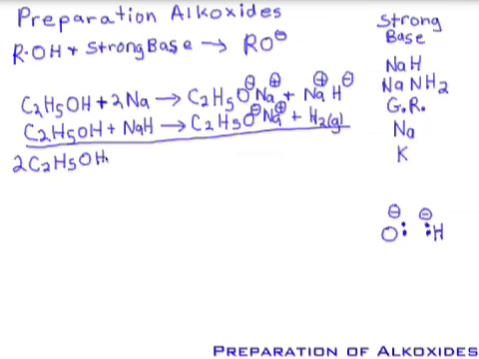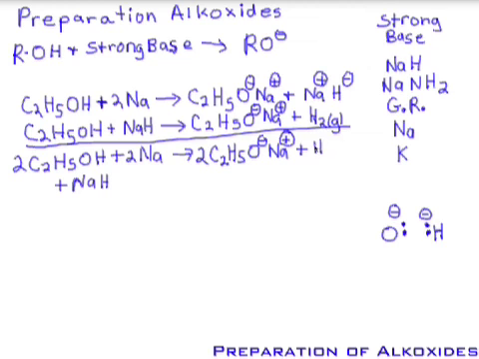2 C2H5OH plus 2 sodiums plus NaH goes to 2 C2H5O minus Na plus, let's make it better, positive, plus H2 gas plus NaH.